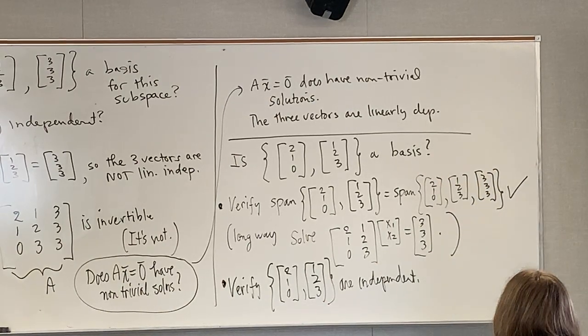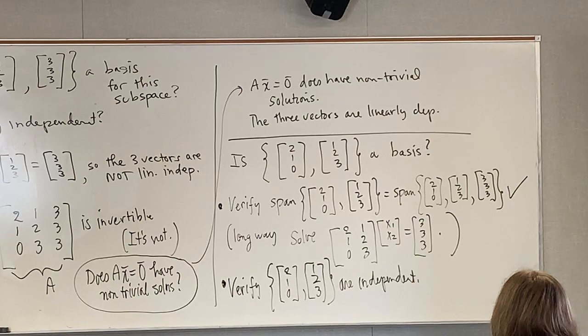Yeah? So when you say we have to verify that those two vectors span the same as the span of all three, why? Because isn't that already a theorem? That we can omit the spanning set theorem? That we can omit a linearly dependent vector?